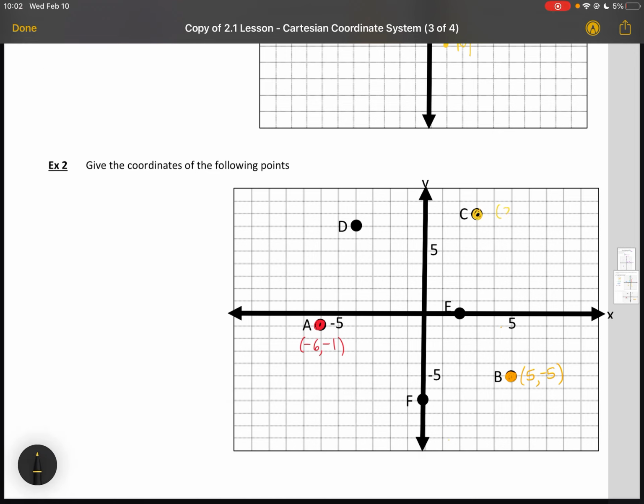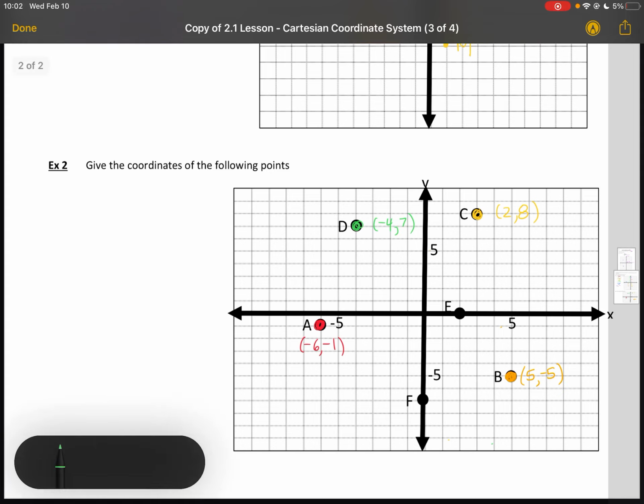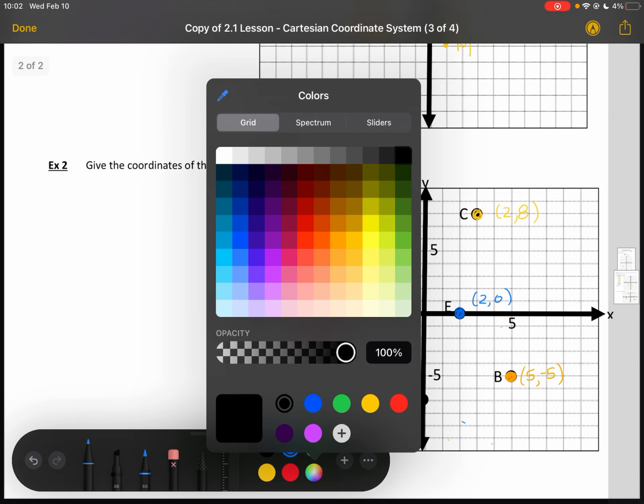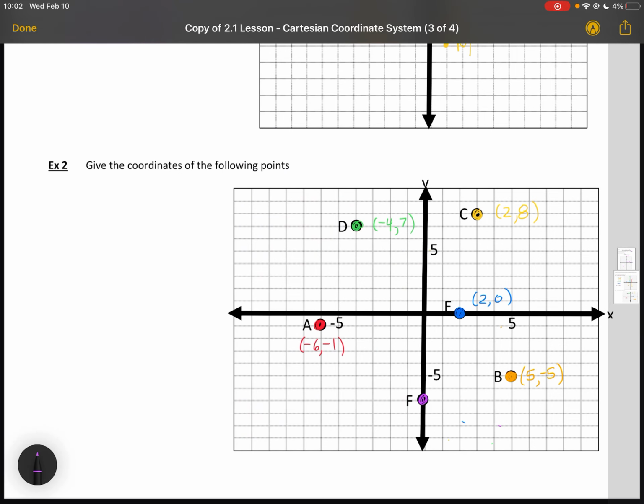C, I am 2 to the right, 5, 6, 7, and 8 up. D, I am minus 4 to the left, and 7 up. E, this one's E right here. So I am 2 to the right and 0 up. And finally, last but not least, F, which is 0 right and left, and then minus 7 down.